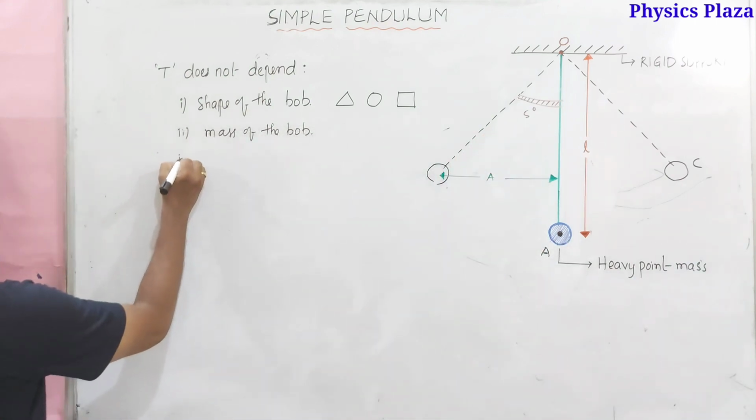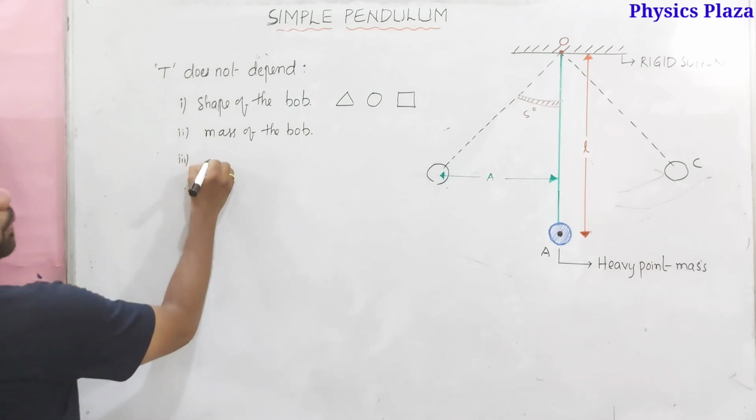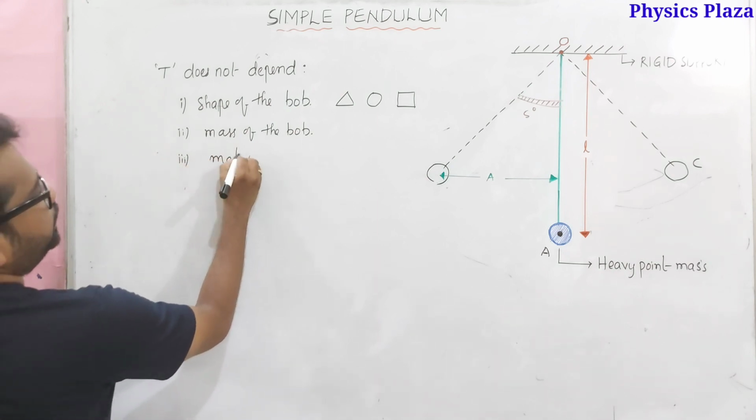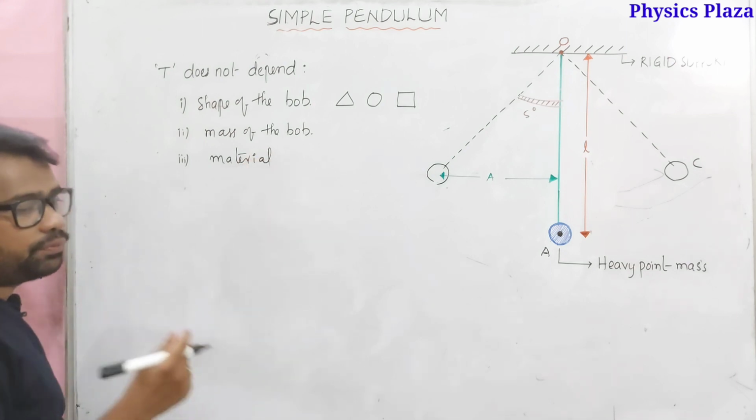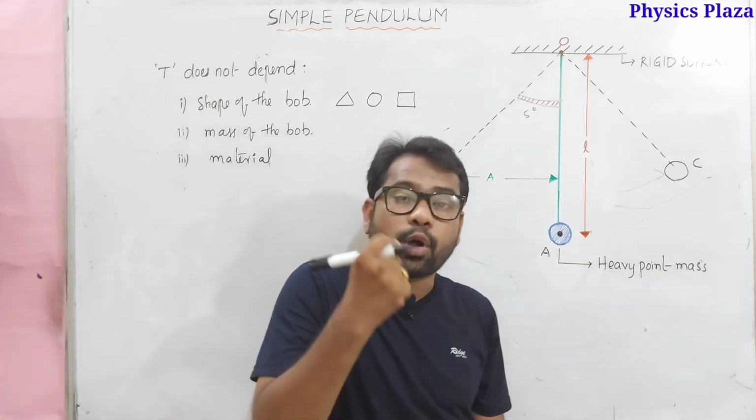And the third point, it does not depend on the material, that is, the nature of the material with which the bob is made.